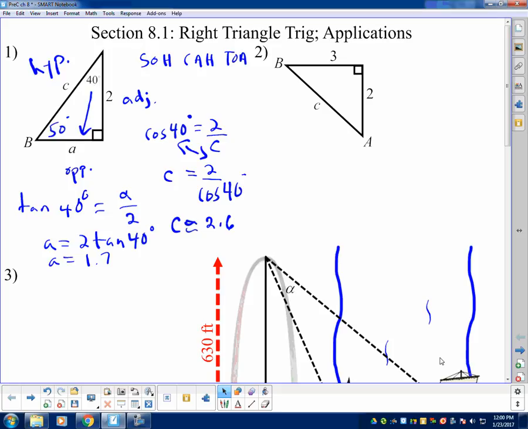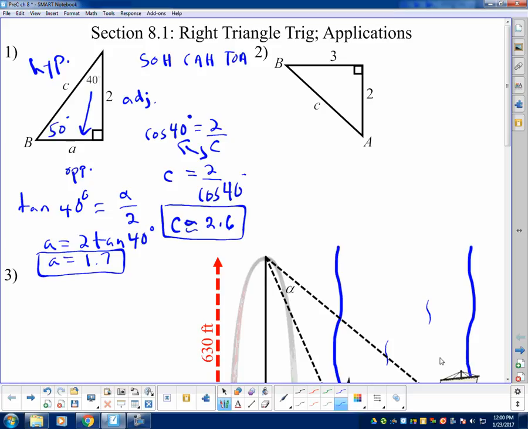We found all the missing sides and all the missing angles, okay? It's called solving a triangle, or solving the right triangle. So we found C, we found A, and we labeled B on the triangle.